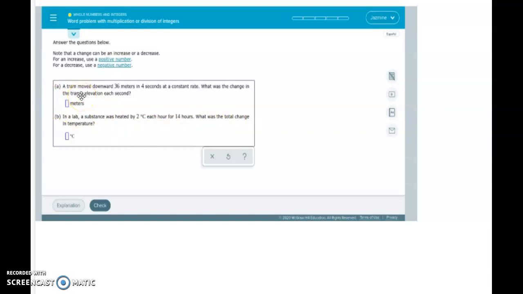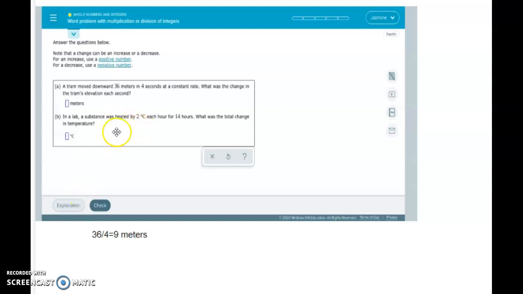But first, let's solve the first one. If a tram moves downward 36 meters in 4 seconds at a constant rate, that means we need to find, according to the question, how many meters does it move in each second? How does it change in each second? So we're just going to do 36 divided by 4, and that's going to be 9. So that will be 9 meters.